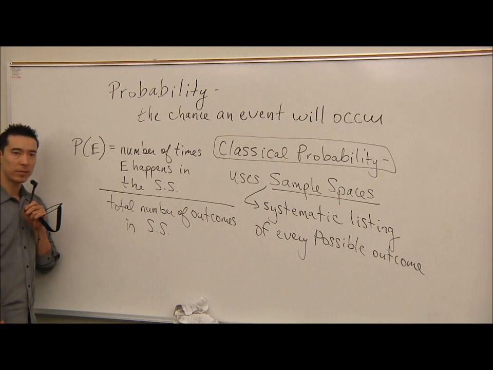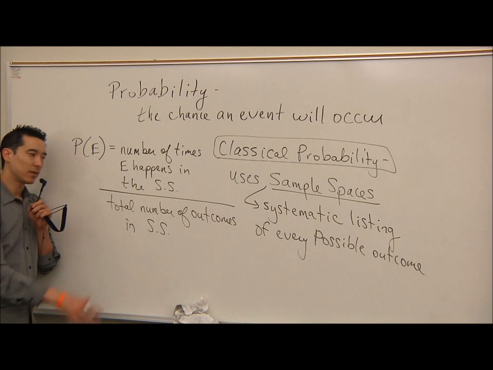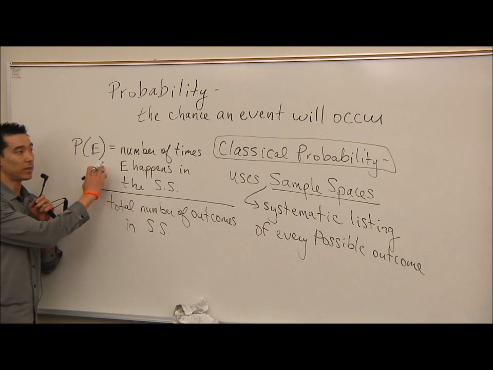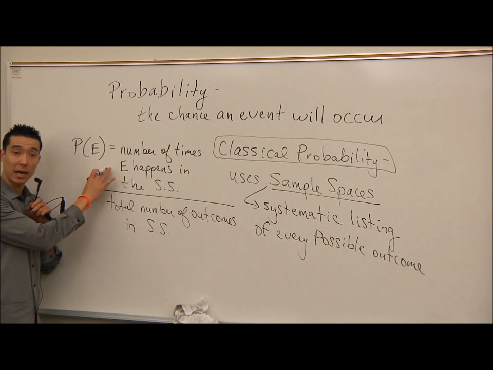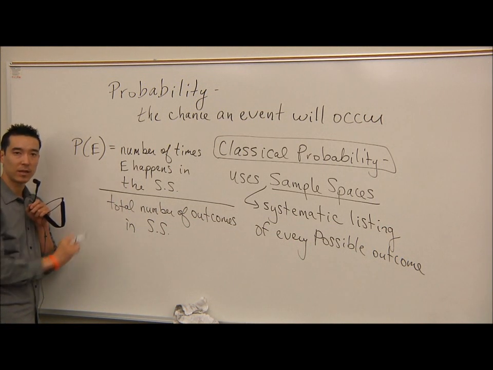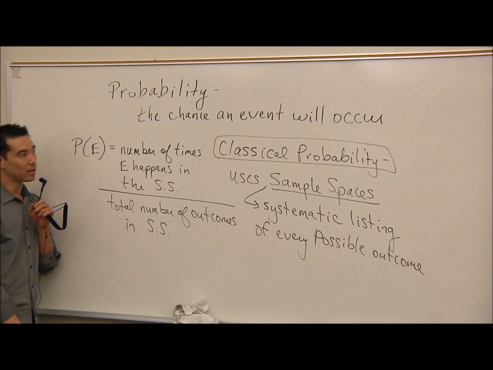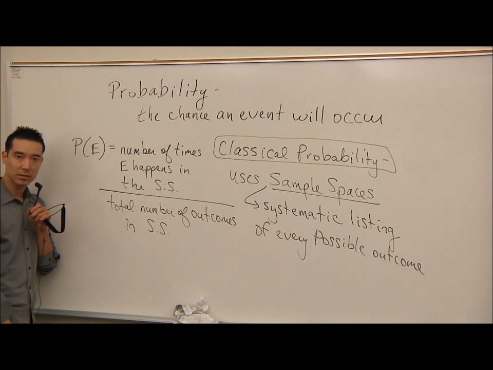If you want to find the probability of something happening, you find and list out every possible outcome. You find how many times the event that you're looking at happens in those outcomes, divided by the total number of outcomes. Okay? All right, this is getting crazy theoretical, so let's do some examples, and hopefully it should be more clear.